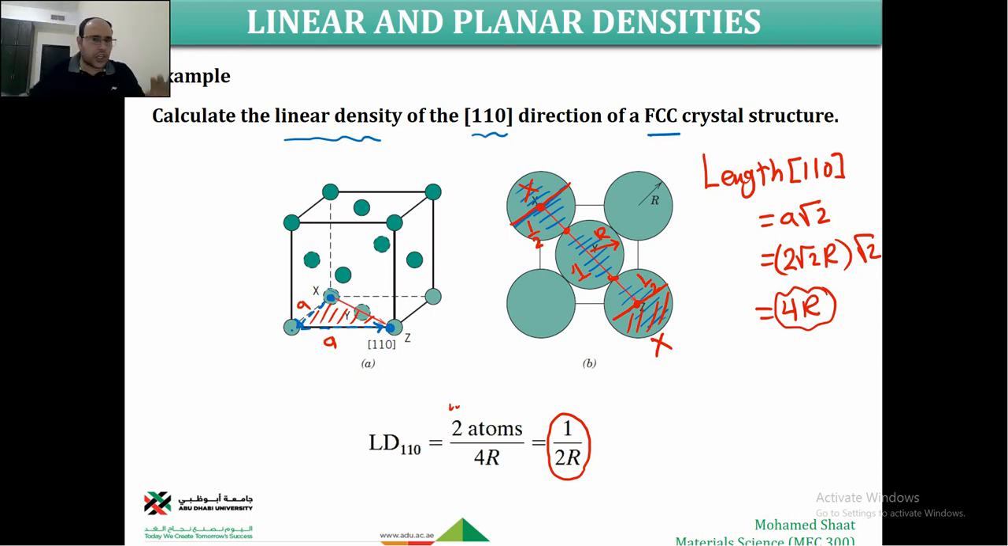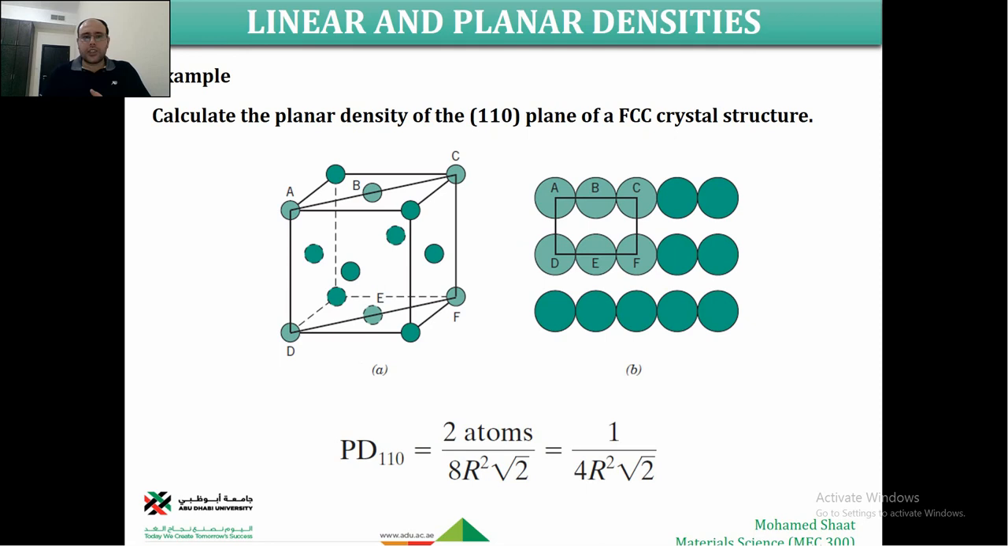If the crystal structure has changed, this linear density value will be different. For example, for the same direction, the 110 direction, for a BCC crystal structure, the linear density will be a different value. Make sense? This is for the linear density. How about the planar density? The same. But instead of calculating the length and dealing with an edge or a vector, we're going to deal with a plane.